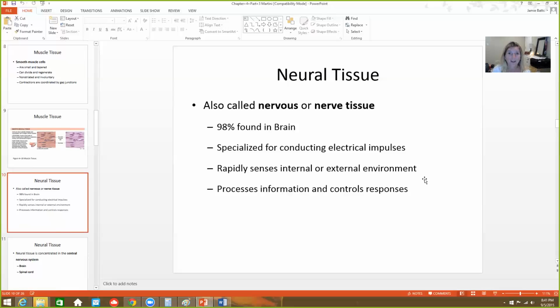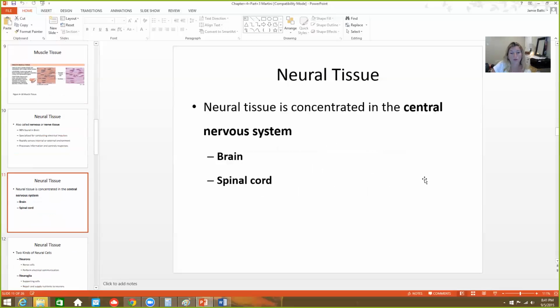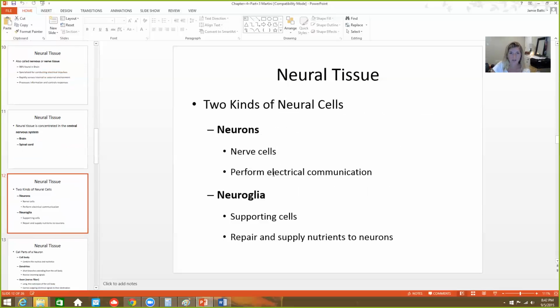The majority of it is found in the brain, specialized for conducting nerve impulses or electrical impulses. It's basically sending and receiving signals. So it's taking sensory input and then responding to it. And the majority of it is in the central nervous system, which is the brain and spinal cord. Well, we have a whole chapter dedicated to this. So this is another one. We're just skimming the surface of nervous tissue.